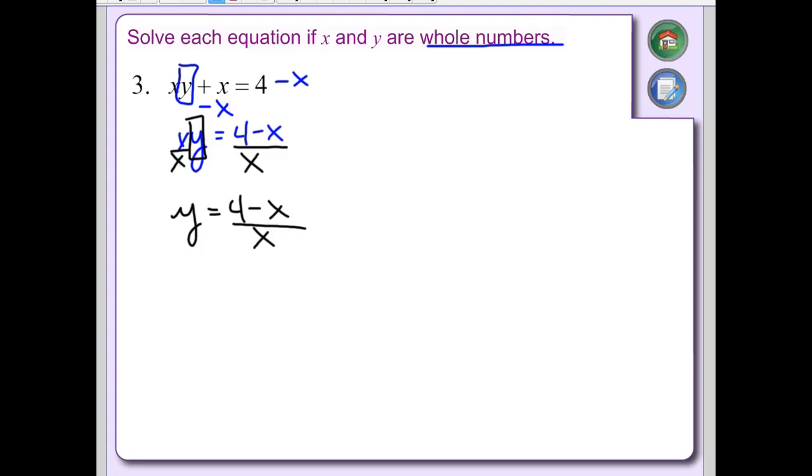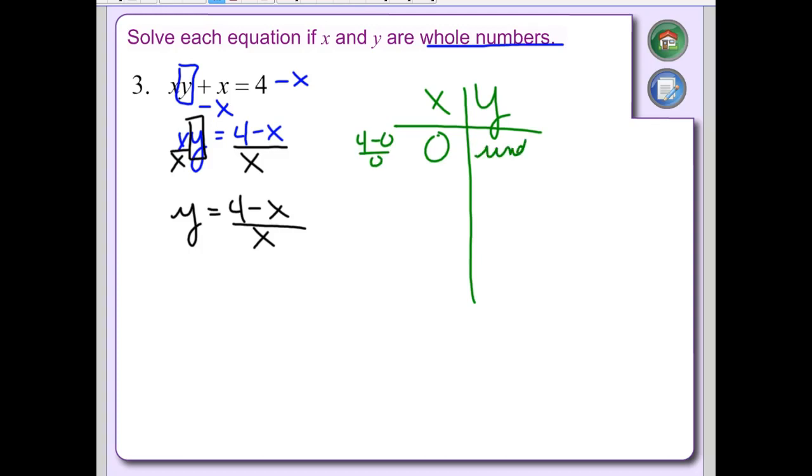So now that we've got our equation, now we can go ahead and we can do our input-output chart. So here we go. We've got x and y. Remember, we're plugging in whole numbers for x. So we're going to start with the lowest whole number, which is 0. So I'm going to write them beside each other. So we've got 4 minus 0 divided by 0. Well, that's undefined. Okay, remember the 0 in the denominator is undefined. Not going to work. Okay, let's go ahead and try the next one.